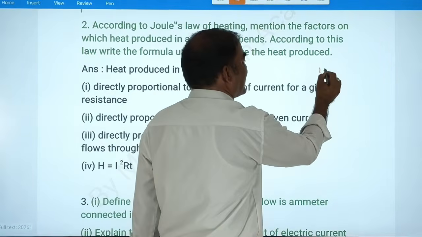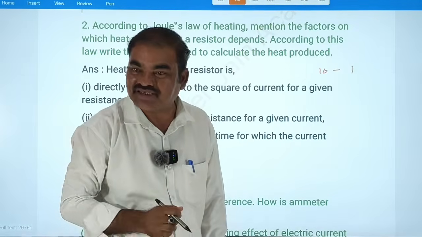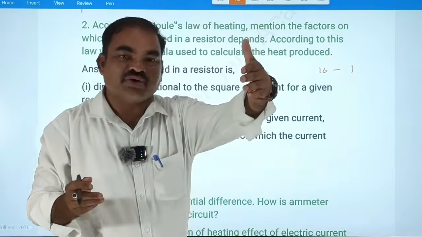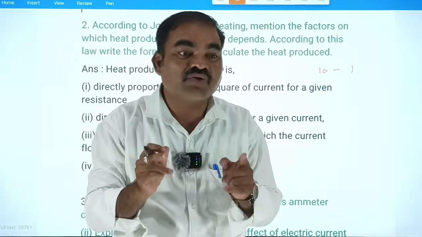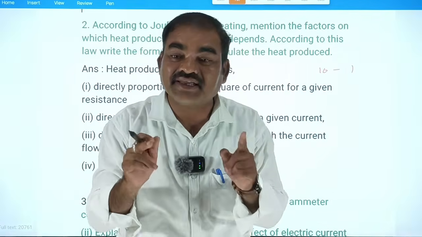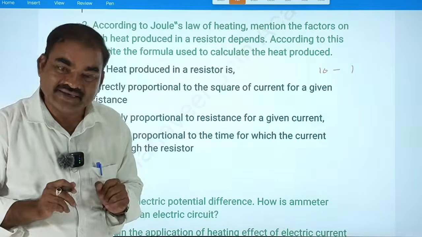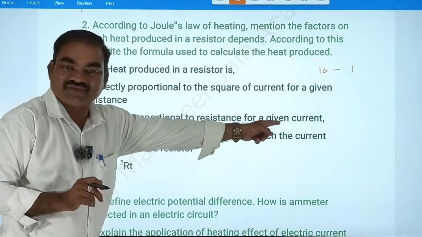Suppose I have 10 rupees, I can buy one pen. If I have 20 rupees, I can buy two pens. The number of pens also increases. This is what we call directly proportional. If one increases, the other also increases. And heat is directly proportional to the resistance for the given current.